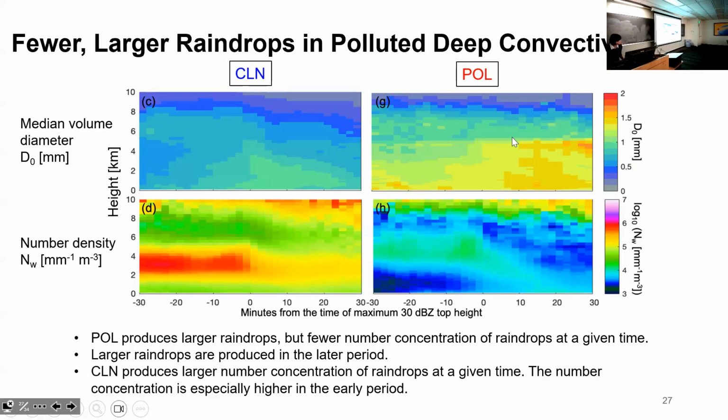These are the same height versus time cross sections of median volume diameter D0 on the top, and number density on the bottom. It's clearly shown that the clean case has a smaller D0 and higher number concentration. The polluted case has larger raindrops with lower number concentration. Particularly, the clean case has more number concentration in the early period.